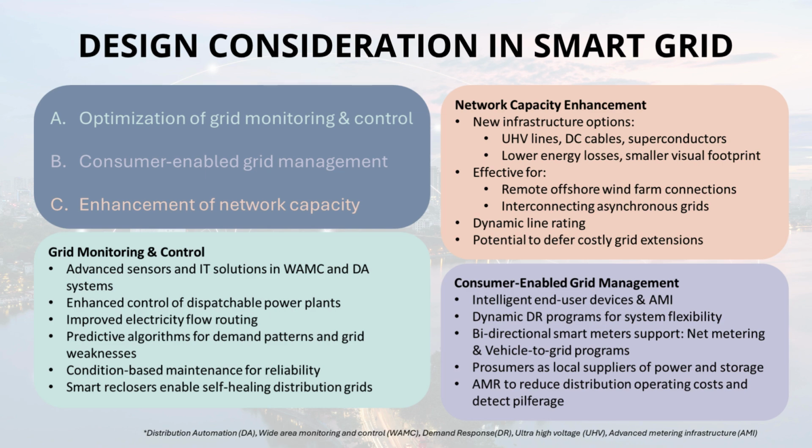The bidirectional meters also support net metering, so you can get credit for exporting solar power, and potentially vehicle-to-grid (V2G) programs, where your EV could actually send power back to help the grid. Making the consumer a prosumer. Precisely. Prosumers as local suppliers of power and storage. And AMI also includes automated meter reading, AMR, which cuts utility operating costs and helps detect electricity theft, improving overall economics.